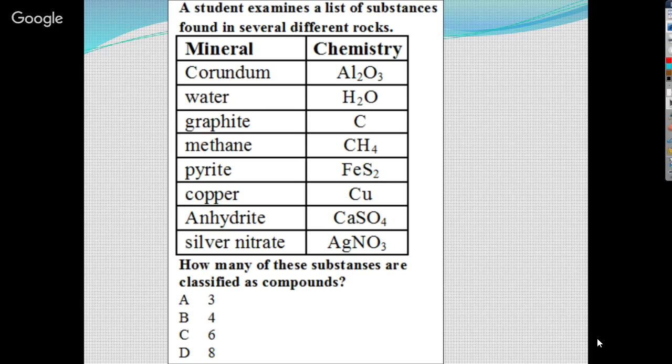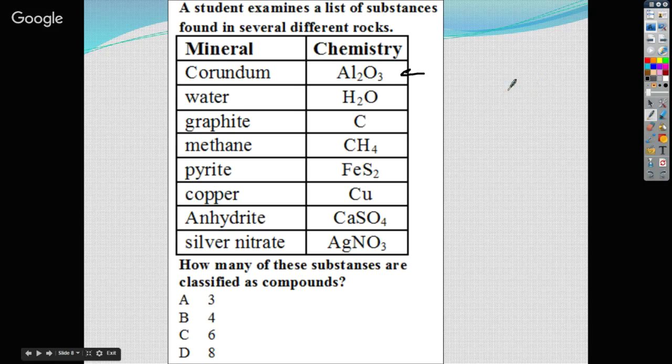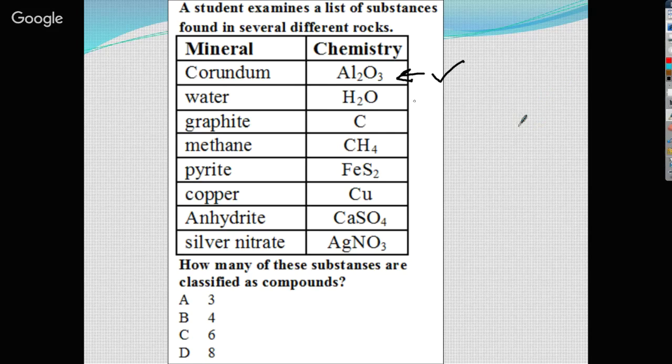Which of these substances would be considered compounds? Remember, just in your brain right now, a compound is 2 or more elements. So does this one have 2 or more elements? Yes, check. Does this one? Yes. Does this one? No. Does this one? Yes. Does this one? Yes. Does this one? No. Does this one? Yes. Does this one? So how many yeses? 6. That's it.